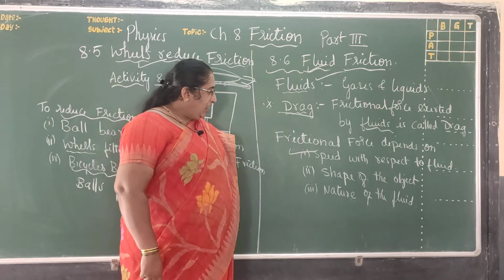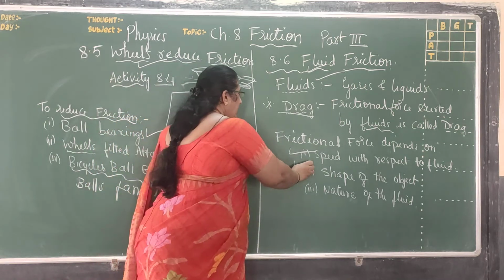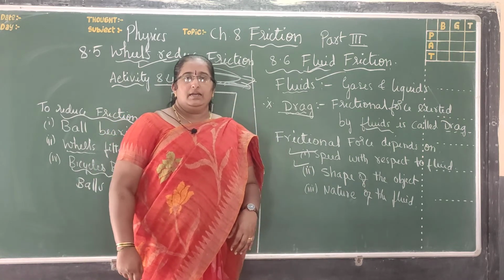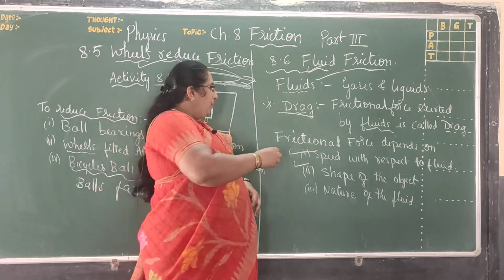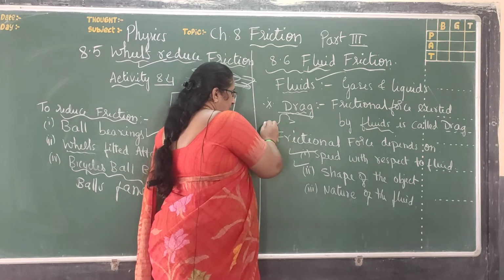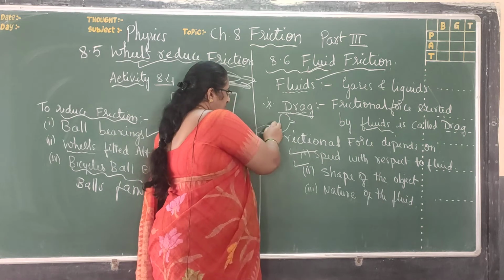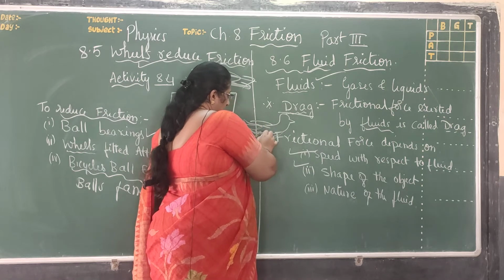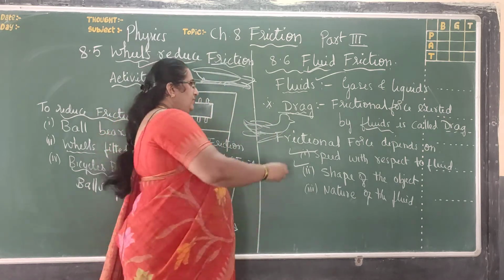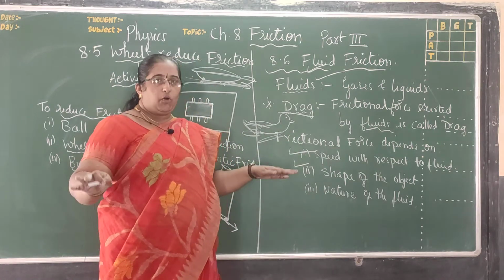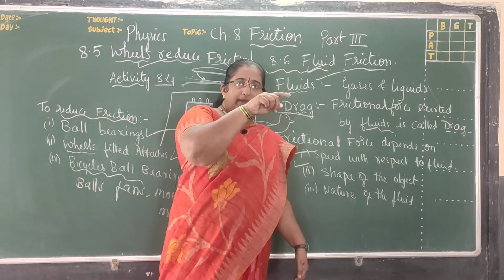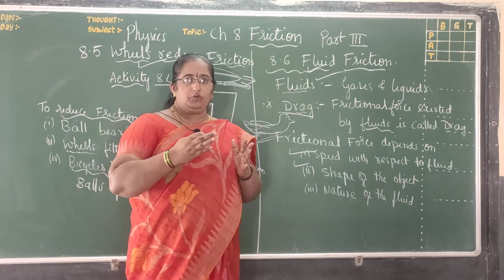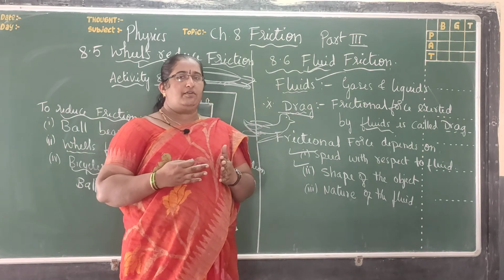Now the shape of the object. With regard to the shape of the object, if we consider the birds, they are having a pointed beak. And they have a streamlined body. You might have observed this. They are having a streamlined body and a pointed beak, so that it will cut through the air and it will reduce the friction of the air.